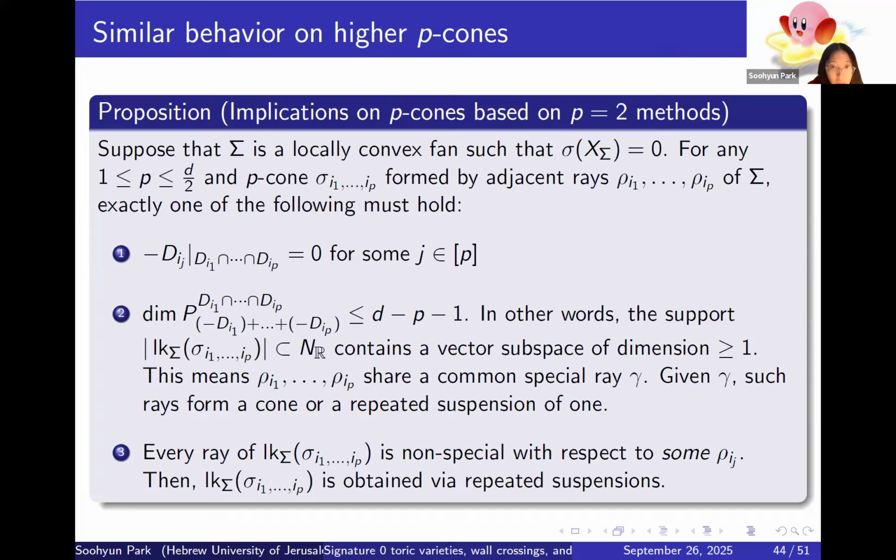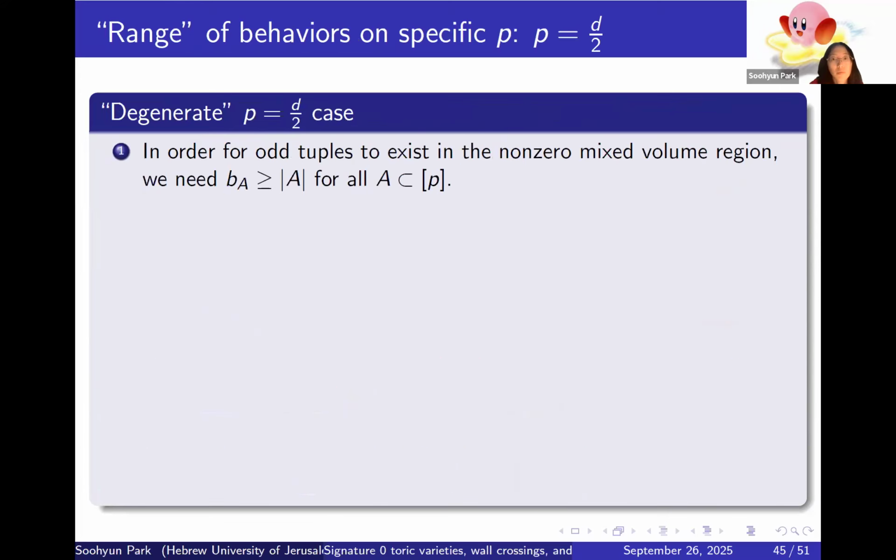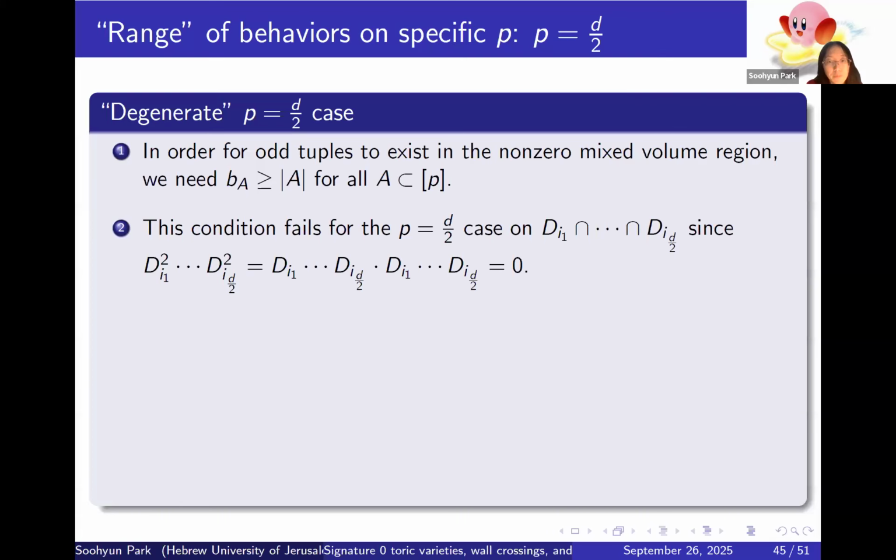Okay, so going to the other end of p between 1 and d minus 2, in some sense the most degenerate case is p equals d over 2. You can already guess this from just looking at the monomial, because the thing is 0 and the exponents are all only 2. You don't have any big exponents. And in addition, what it means for this thing to be equal to 0 is that you fail a condition you need to satisfy for any odd tuples to exist in the non-zero mixed volume region.